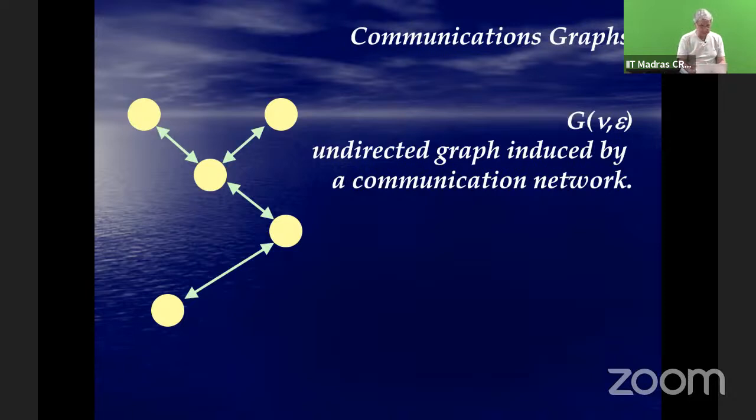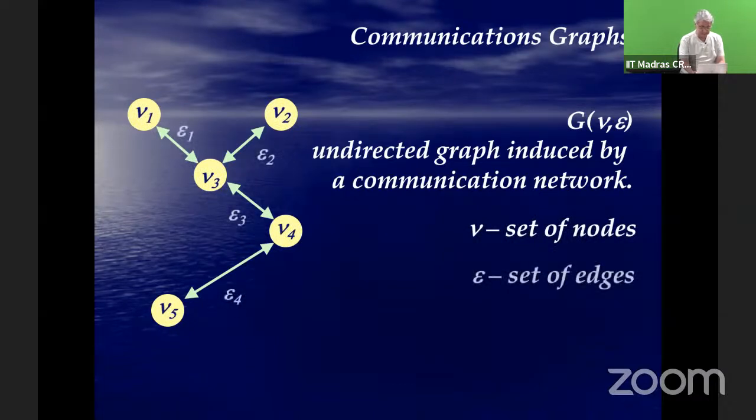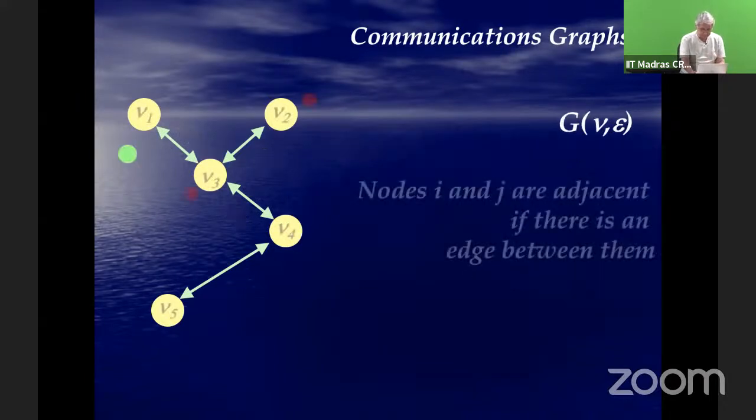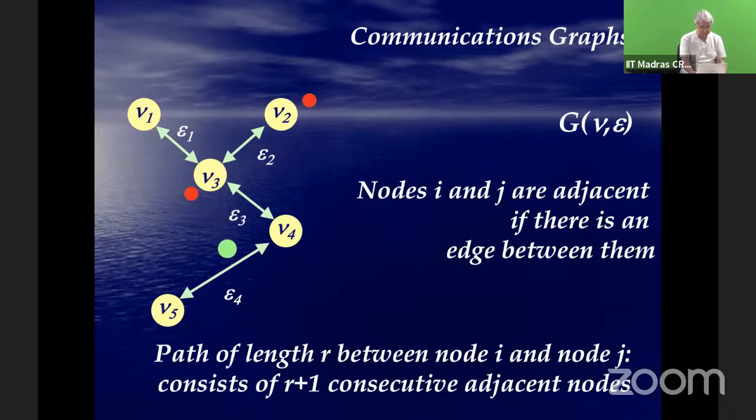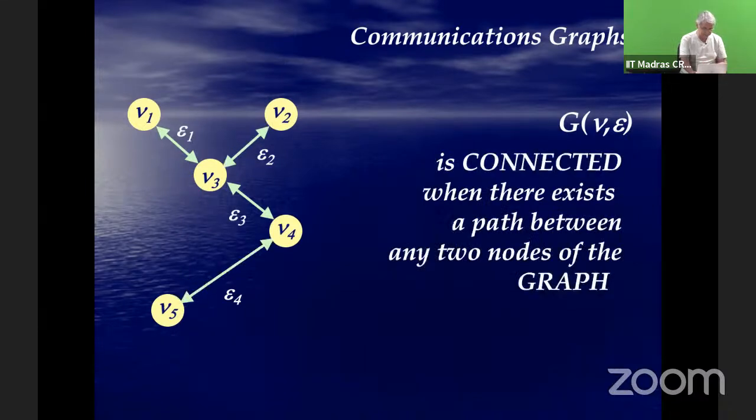So when you look at these communications graphs, formally you have a graph that has nodes. That's what you see there. And the edges or the arcs, that's what's connecting the nodes. So a graph, nodes, and edges. Now, the nodes i and j are adjacent if there is an edge between them, so they can actually communicate with each other. And then you have a path of length r between node i and node j. There's a definition for this.